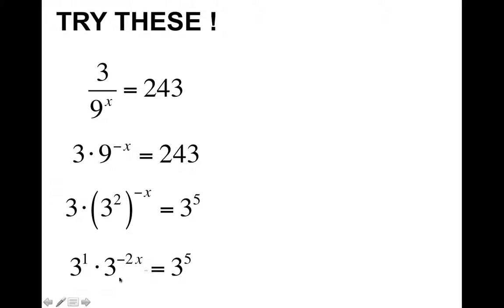Now we're going to look at this, and we need just one thing on this side, so we're going to combine those. And the rule here, when you're multiplying, you're going to add the exponents. So 1 plus negative 2x, you're combining these two exponents. That stays the same. Combine these, simplify, 1 minus 2x, that.